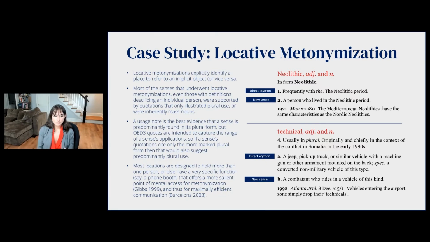Most of the locations here are actually designed to hold more than one person. And so in order to have a clear point of mental access for metonymization to work, it's much easier, and it makes a lot more sense, that you would use a location to refer to multiple people. It's a lot easier to talk about all of the people who lived within a given time period than to say Neolithic and try to refer to a single person from that time period. The pattern is particularly interesting, particularly given how complete it was, that all of them showed this plural characteristic.